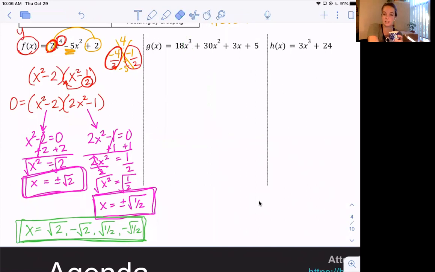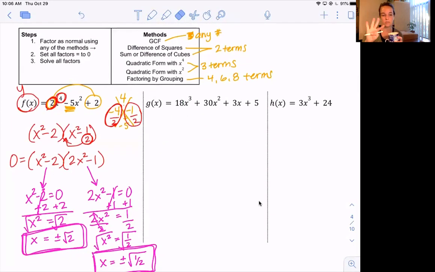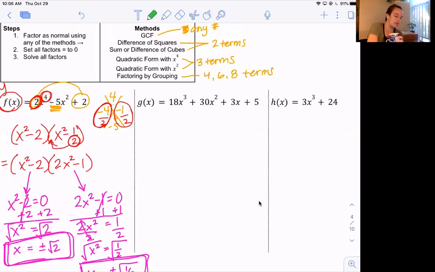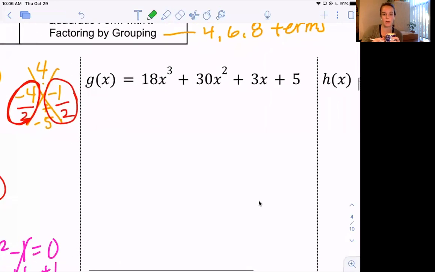I want you to go ahead and practice your factoring from Tuesday. If it has 4 terms, which of these methods is going to be the best one for us? Which of these methods will be the best? Factoring by grouping, yeah, absolutely. So go ahead and take a moment, write down this problem here, and then factor by grouping. Come back in 1 minute.